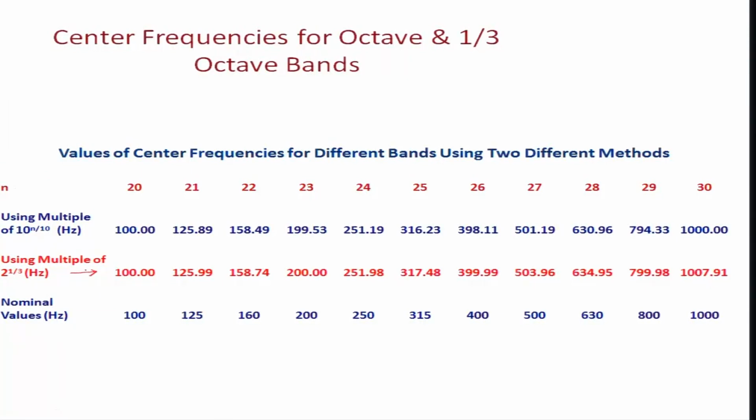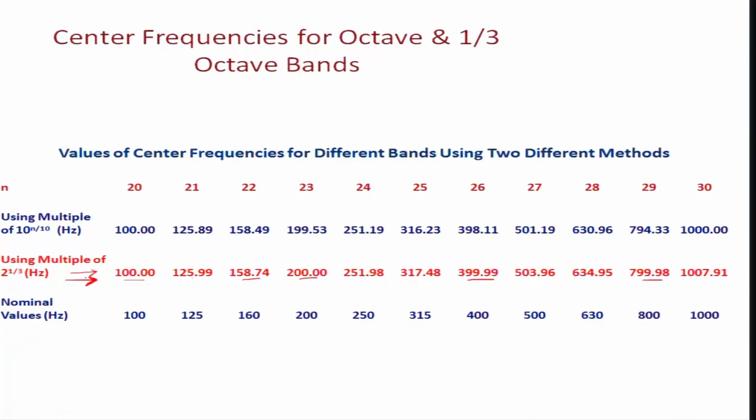What do we have? Let us say we start with 100 hertz and multiply it by 2 to the power of 1 by 3. We get 126, or 125.99, then we get 200, then 400, then 800, and so on and so forth. This is one method of computing the central frequencies.